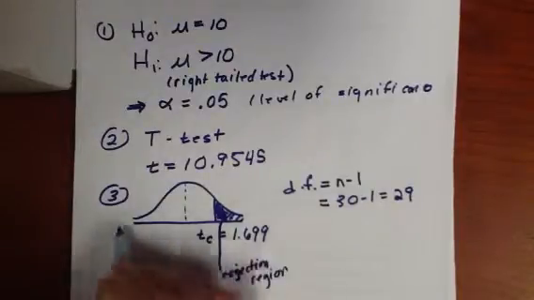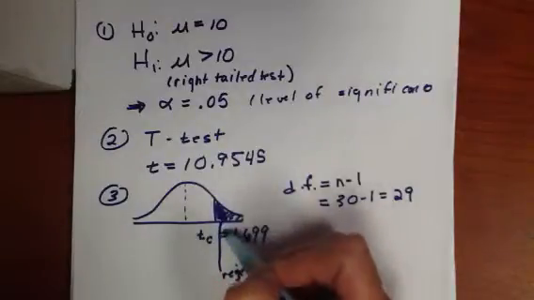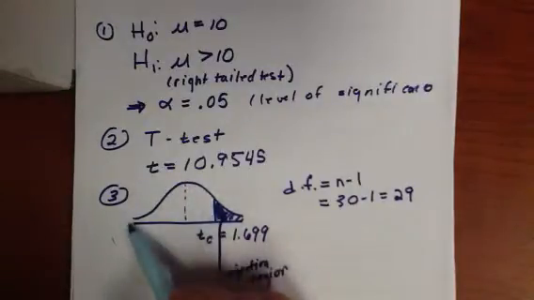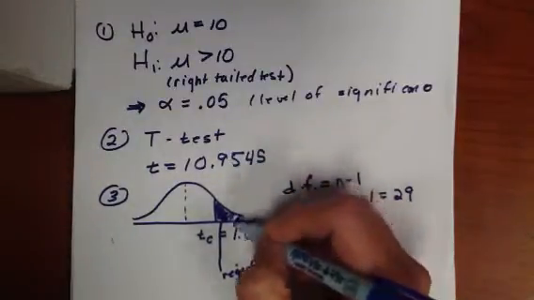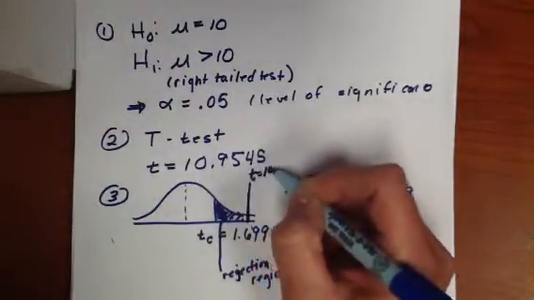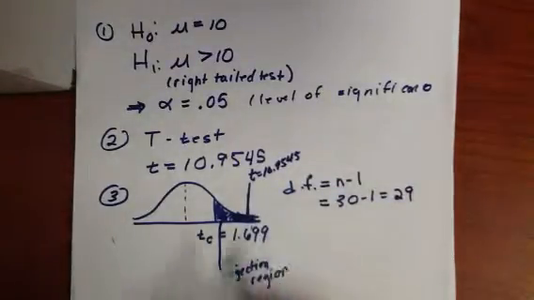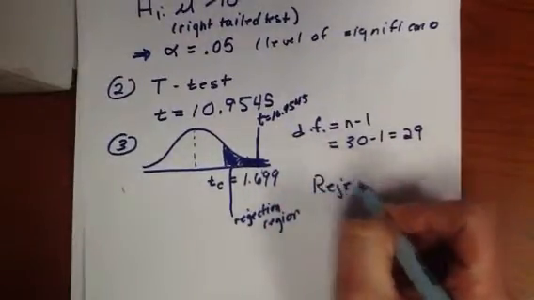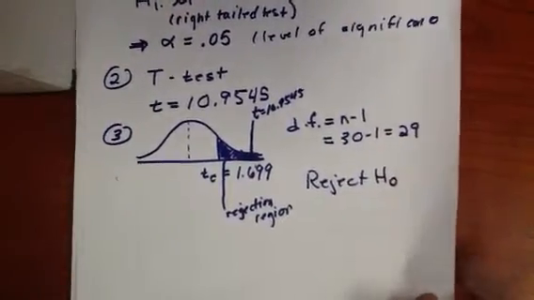So think of this as a number line. Wherever my test statistic falls, if it falls in my rejection region, my decision is to reject the null. If it falls in the non-rejection region, then I do not reject. So 10.95 is clearly way far to the right of 1.699, right? It's way out here. And I usually draw my test statistic up here, clearly within my rejection region. It's probably further out. So my decision based on this is to reject H naught. I'll explain what that means in step 5, so bear with me.